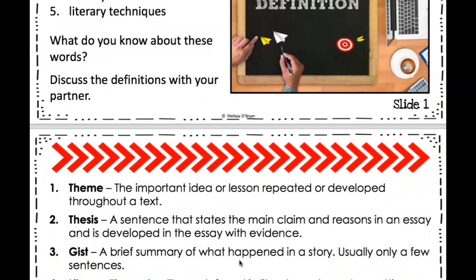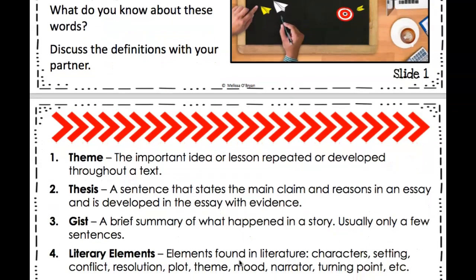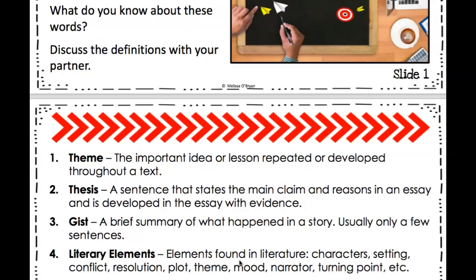All right, the gist of something. It's just a brief summary of what happened in a story, usually only a few sentences. So if you read a story or passage, you just need to come up with a quick summary. Literary elements, and we've talked about this with writing, are the elements found in literature. It's your characters, your setting, your conflict, the resolution, your plot, your theme, the mood, the narrator, first person or third person, the turning point. And there's a lot more in there.